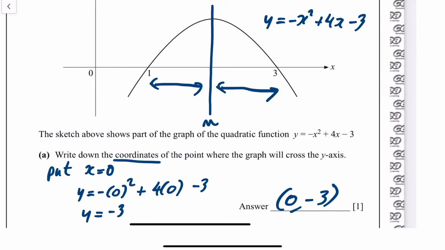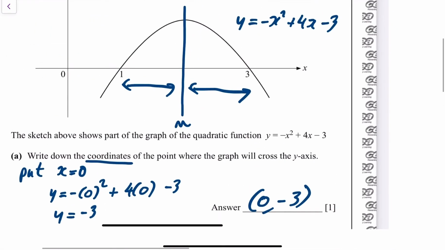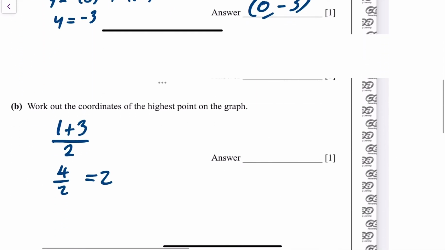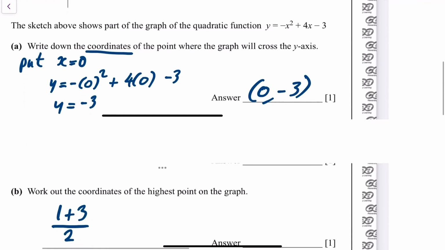So you have to think, what number is halfway between 1 and 3? How you do that is you add 1 and 3, and then you divide by 2. So 1 plus 3 is 4, and divide by 2 gives you 2. So if we go back up here, that means this bit here would be 2. So for the coordinate of this highest point, you've got the x value, you now need to find the corresponding y value.